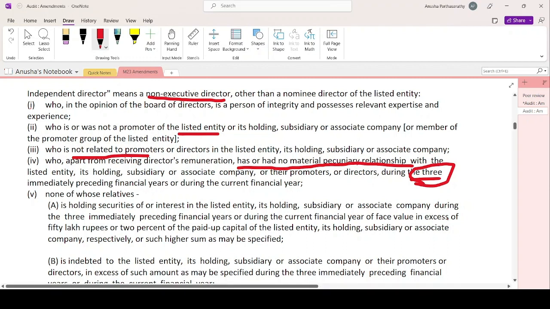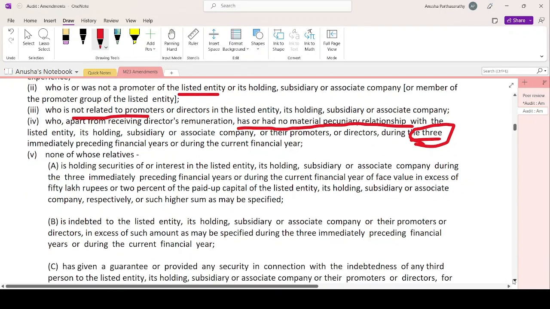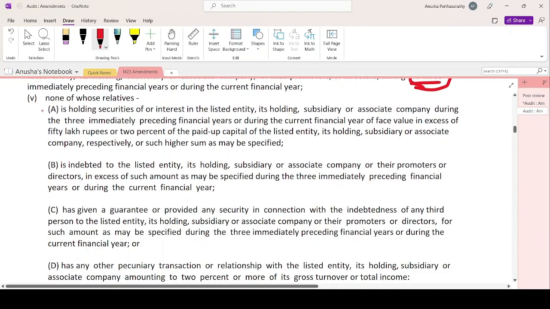Now, none of whose relatives is holding securities or interest in the listed entity or its holding, subsidiary or associate company during the three immediately preceding financial years or during the current financial year, of a face value in excess of 50 lakh rupees. These could be an MCQ area, so be careful because there are some amendments in this area. This entire area becomes important.